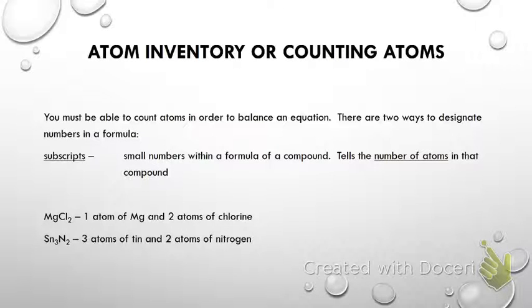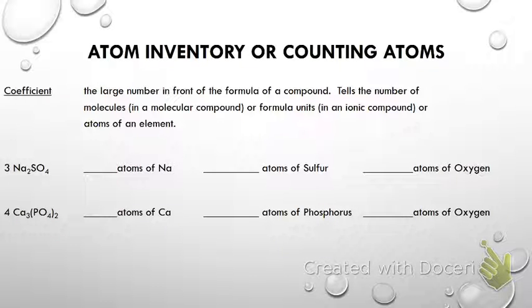The coefficients are what we're going to use to balance our equation. They're the big numbers in front. When I have a coefficient, it counts for everything that comes behind it, not just the one that's near it. So this 3 doesn't just count for the sodium, it counts for the whole thing. So we're going to do some simple math here, and you're going to tell me how many sodium I have in that right there. So if I'm looking at this, how many sodium do I have? 6. How many sulfur? 3. And then how many oxygen? 12. I multiply my coefficients and my subscripts.